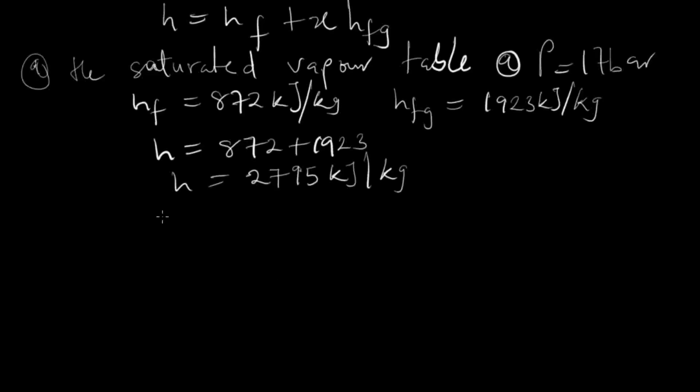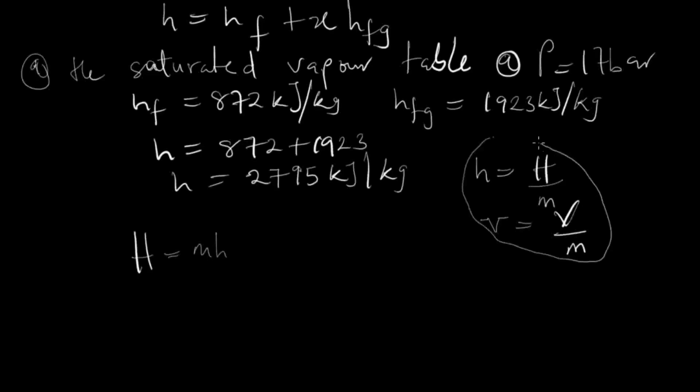The enthalpy of this mass means H is equal to m h. Yes, because specific enthalpy h is equal to big H over small m. This is the total enthalpy, this is the mass, so this is specific, just like the volume. Specific volume is big V over m, so anything specific is divided by m. Note this.